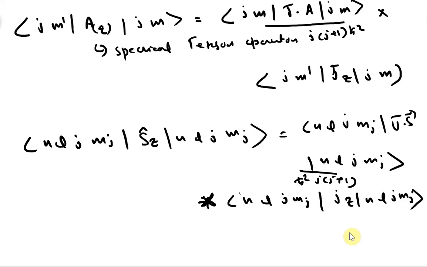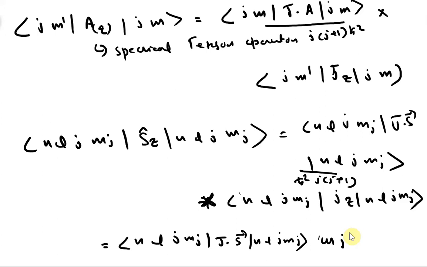J_z acting on the basis |n l j m_j> itself is going to give you m_j. You will get the m_j value here, so m_j will be there along with this term. I'm just taking it along with that. That is going to be <n l j m_j|, and I have to find out how J·S is acting on this state |n l j m_j>. This m_j is already there, which corresponds to that term.